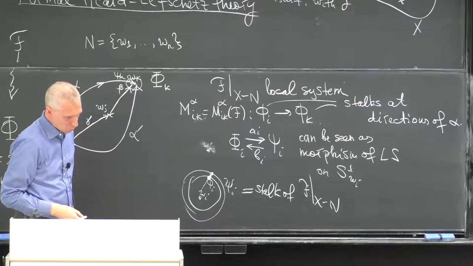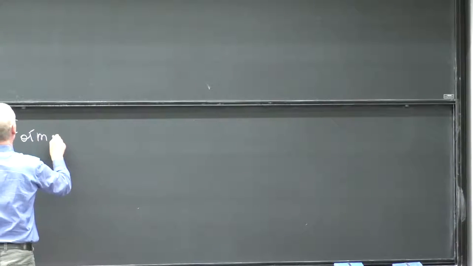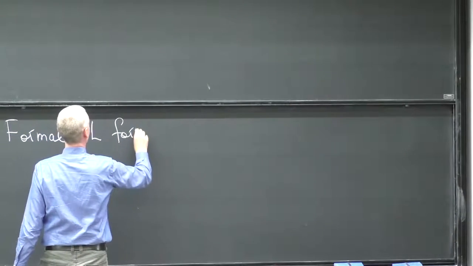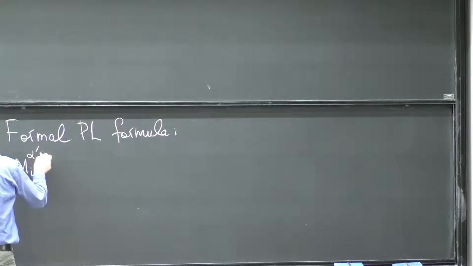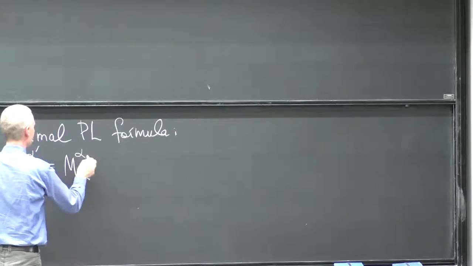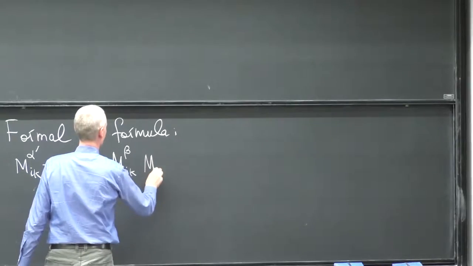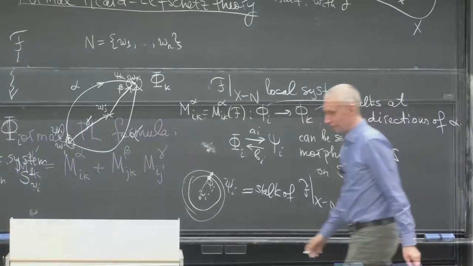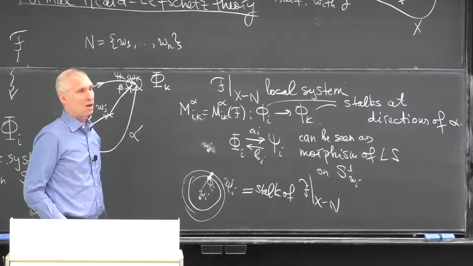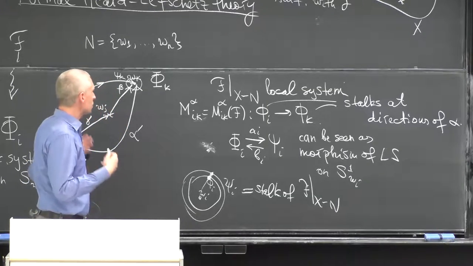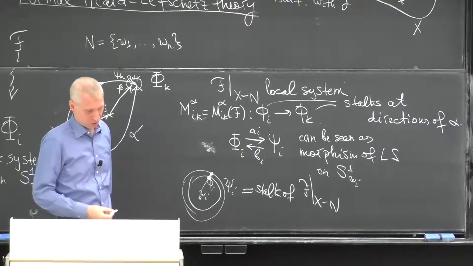Then we have the formal Picard-Lefschetz formula. It says that M I K alpha prime equals M I K alpha plus M J K beta M I J gamma. So that's exactly what Jan was writing on the board. This is just true for any perverse sheaf whatsoever. It is a certain kind of reformulation of the very basic properties of perverse sheaves.